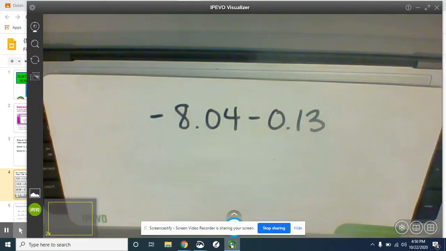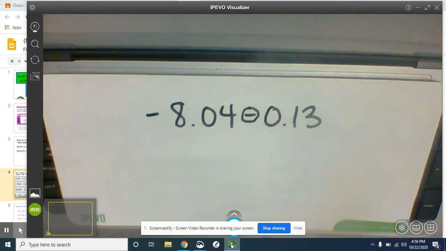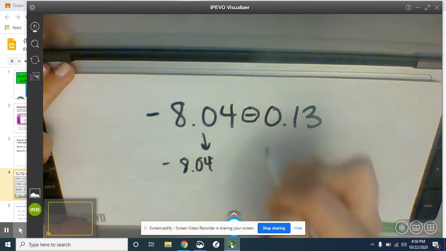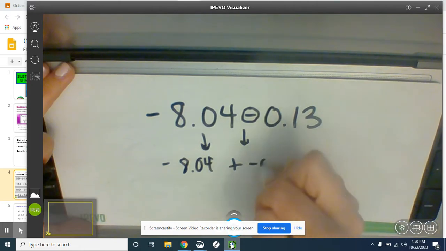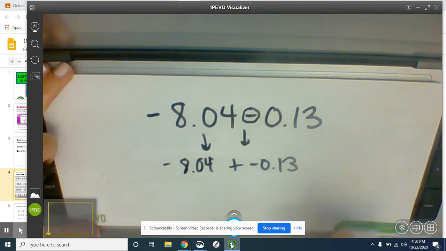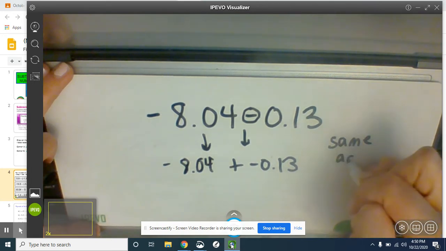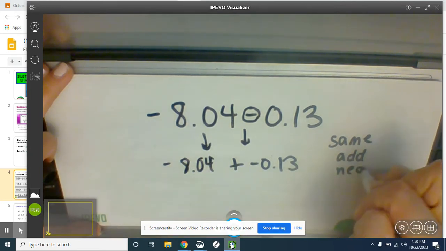Okay, so I wrote down the next one. Once again, circle that subtraction sign. So we see that we are keeping the first, changing the subtraction to addition, and the opposite would be a negative 13 hundredths. So are the signs the same or different? They are the same. So we are going to add, and then we keep the sign. And since they're both negative, it's going to stay negative.